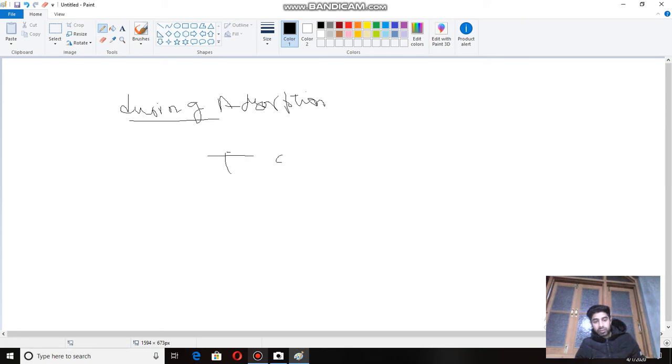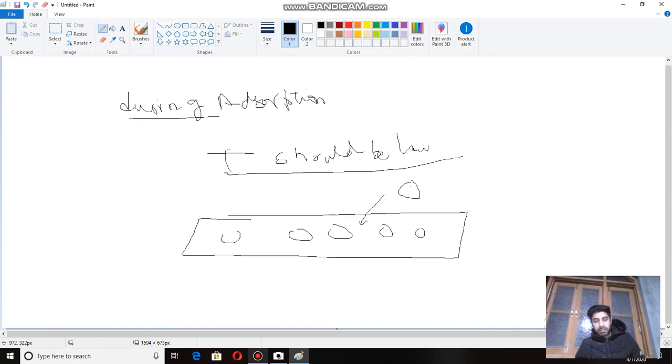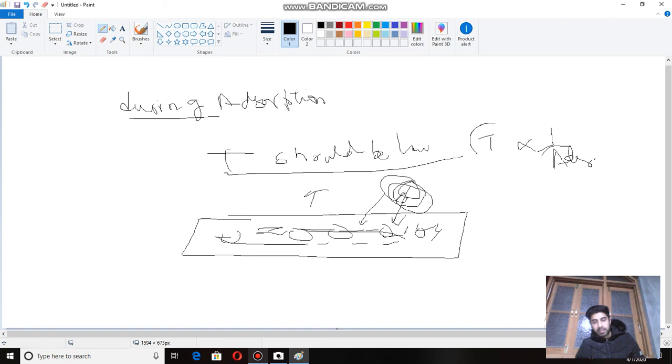Temperature should be low, because if we increase the temperature, it is easier for us to remove these foreign entities from this surface, because temperature is inversely proportional to adsorption. As temperature increases, rate of adsorption decreases.